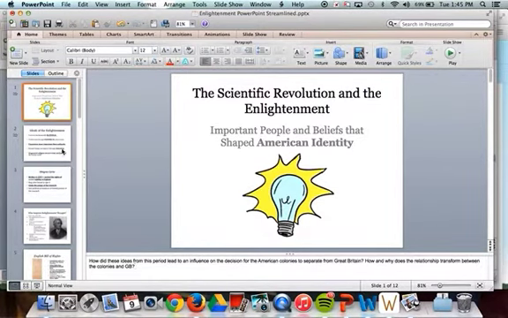I'm going to start with the Enlightenment, although actually, if you think about it, the scientific revolution predates the Enlightenment, which means it comes before. So the ideas that flourish or come to be widely accepted for the most part during the scientific revolution is what paves the way for the philosophers of the Enlightenment.